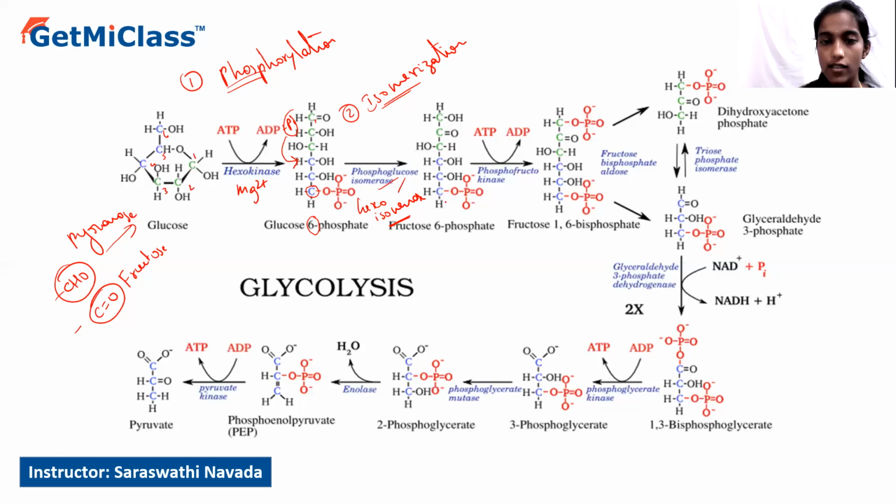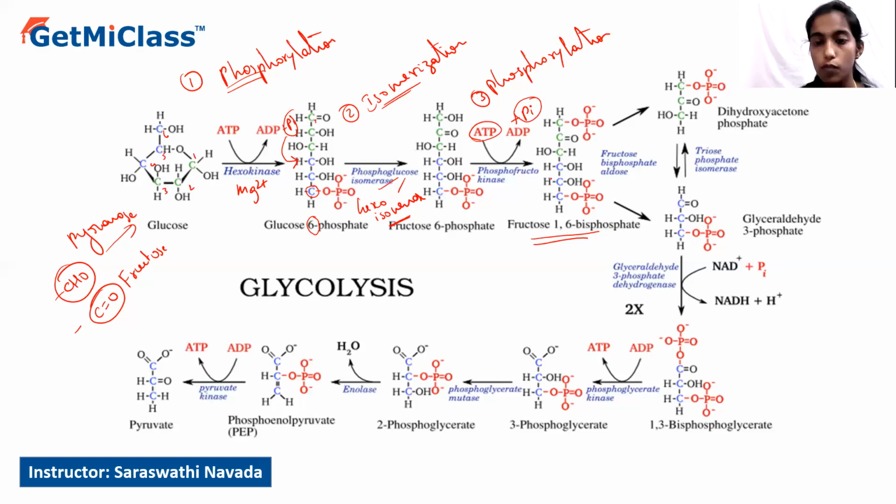So followed by the isomerization, the third step is again phosphorylation, where a phosphate will be added to the fructose 6-phosphate once again. And here the donor of phosphate will be ATP. So here in the third step, a molecule of ATP will be hydrolyzed to release ADP as well as the inorganic phosphate, and this inorganic phosphate will be added to the fructose 6-phosphate molecule, resulting in the formation of fructose 1,6-bisphosphate.